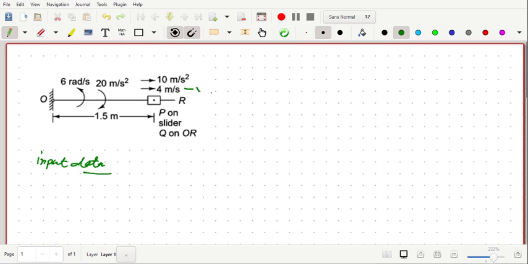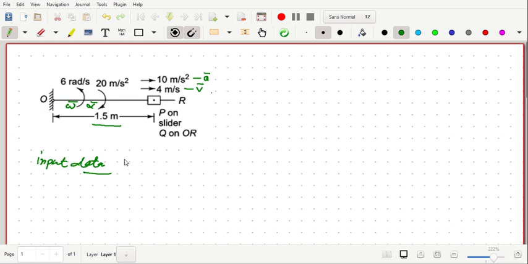this is V, the velocity of the slider, this is A, the linear acceleration of the slider. The distance between the fixed point and the slider is given to us as 1.5 meters, and this link QR is rotating with some omega 6 radian per second in the anti-clockwise direction and some angular acceleration alpha in the clockwise direction given to us as 20 meter per second.